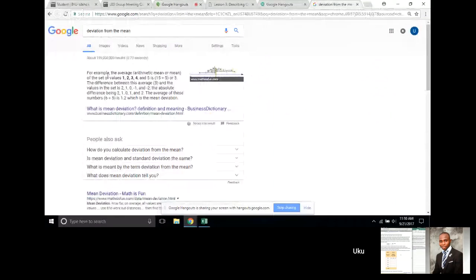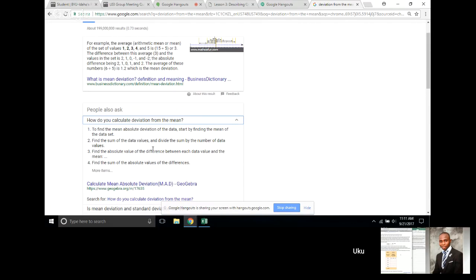I'm right here. It says, for example, the average mean, the difference between this average 3 and the value in this absolute difference being the average of these. So they're going 6 divided by 5. I think I have to calculate deviation from the mean. Well, I guess I should have clicked on that, right?